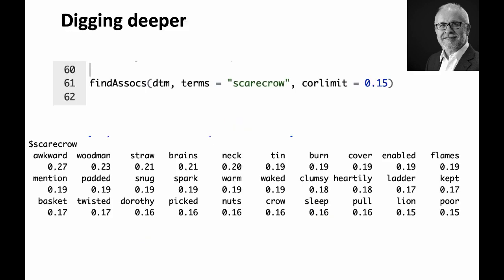We can also dig a little deeper. So this is another standard thing in the libraries. Find the associations in that term matrix around the word "scarecrow". And I've asked it to go no lower than a correlation of 0.15. The top correlations are "awkward". So the scarecrow was awkward. He was a friend of the woodman. He was made of straw. He wanted brains. "Tin" goes back to the woodman. "Burn" because he was threatened with flames and fire. So we can see all of these patterns emerging out of the data.